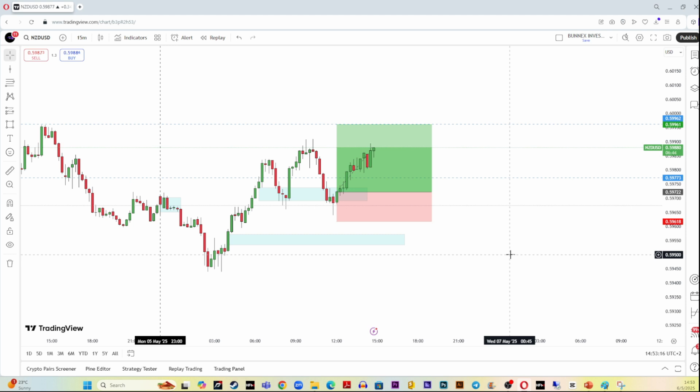So all that you need to do is to determine the daily liquidity point and then come within the current day and look for the play out of the power of 3.